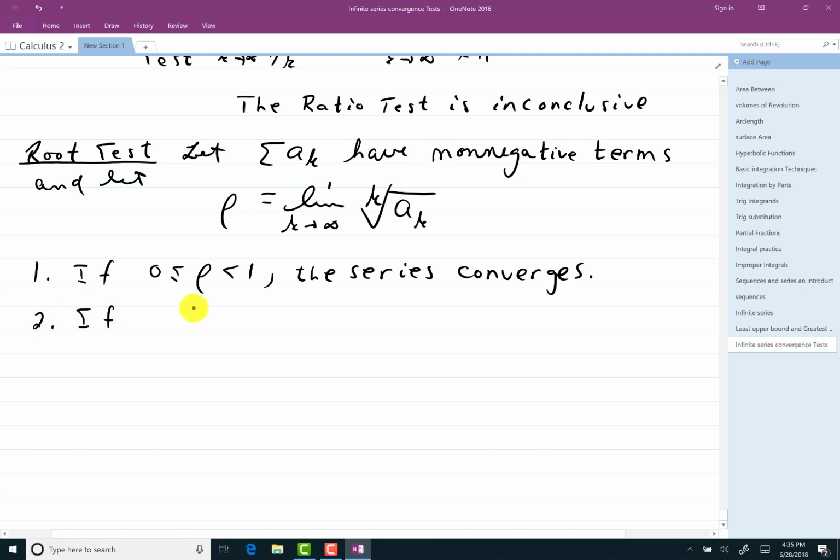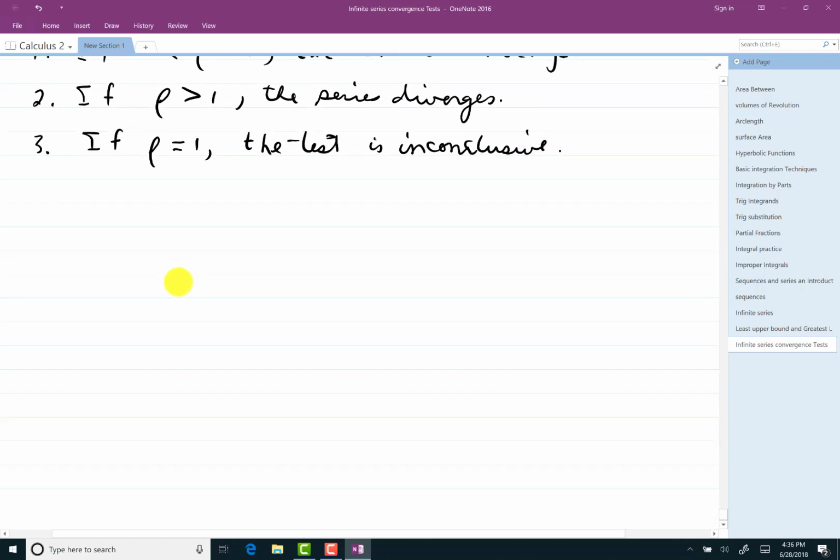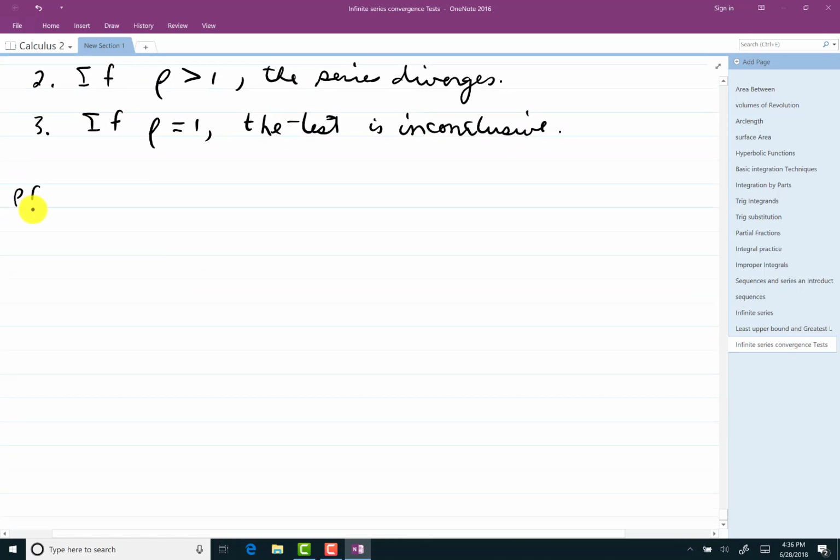If rho is greater than 1, the series diverges. And the last one, just like the previous test, if rho equals 1, the test is inconclusive. And the way this kind of works is just like anything else. This will just be an outline like every other proof that I'm doing here.